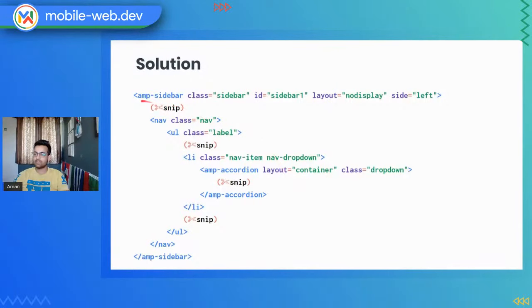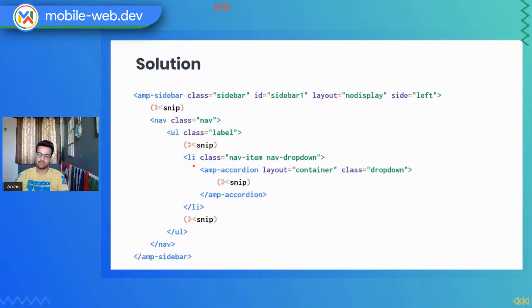So this was our amp-sidebar, and this was the cross button that we placed over here. Again, don't get confused with the snip. Snip is just an example that there is some code going on over here which is not shown, but there is some code over here. Then you have your nav, which stands for navigation, again a good accessibility feature to put. Then you have your unordered list, and then you have your li, the first item.